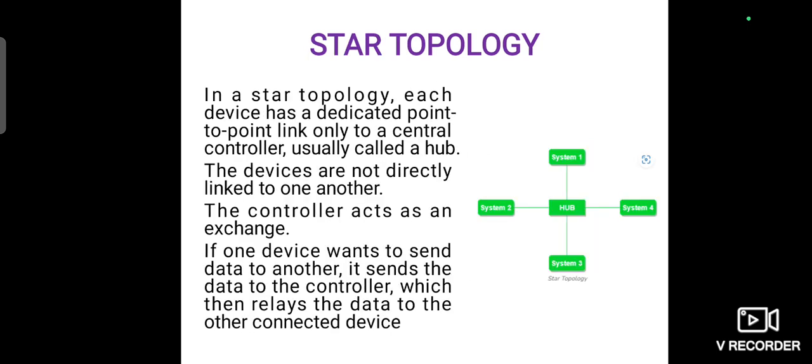The next one, star topology. In a star topology, each device has a dedicated point-to-point link only to a central controller, usually called a hub. The devices are not directly linked to each other. The controller acts as an exchange. If one device wants to send data to another, it sends the data to the controller, which then relays the data to the other connected device.